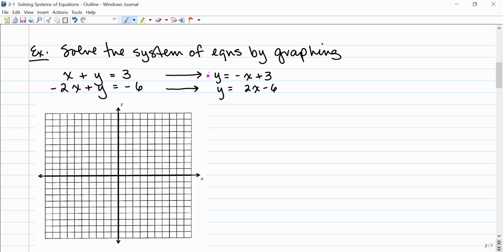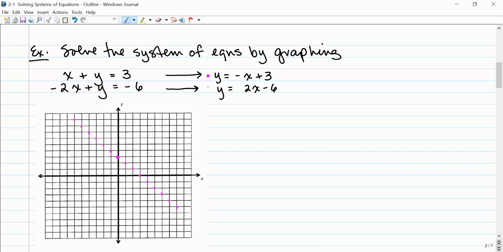So I think I'll do those in different colors so they stand out. I'll do the first one in pink. So I have a y-intercept of 3 and a slope of negative 1. And one thing that's really important when you're solving a system of equations by graphing is to make all of the dots, because we are looking for that exact point where they cross each other. And in fact, maybe I'm just going to leave it as dots for right now.